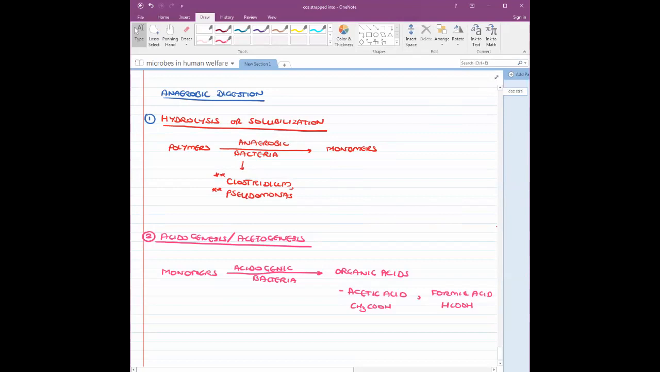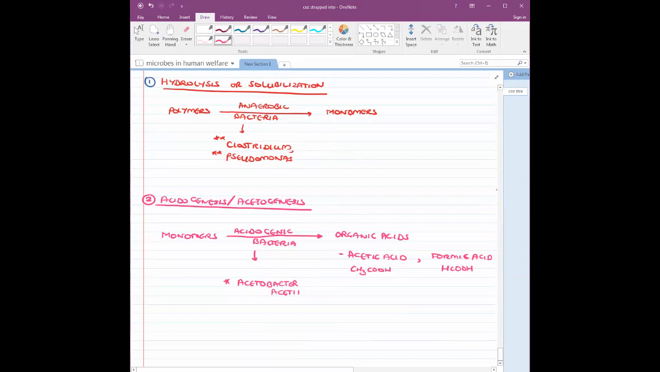Okay, so now from your monomers, slowly we have converted it into your acids, that is either your acetic acid or formic acid. But now if I'm talking about this acidogenic bacteria, who are we talking about? We are talking about Acetobacter aceti. Okay, because we are going to get acetic acid, so that has to be your Acetobacter aceti.